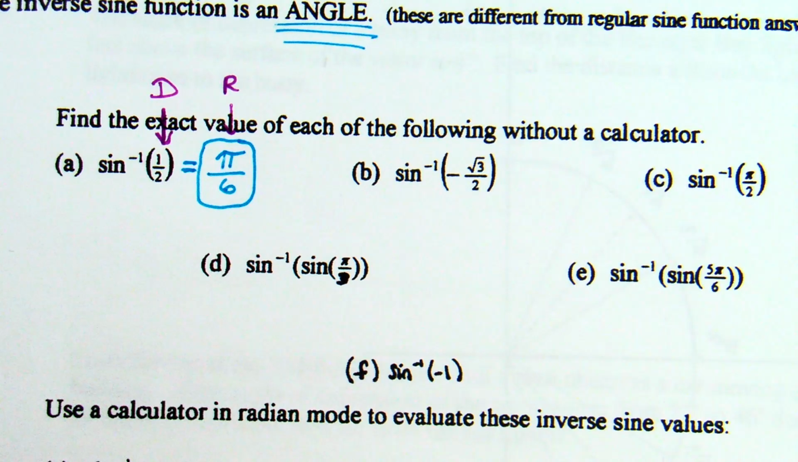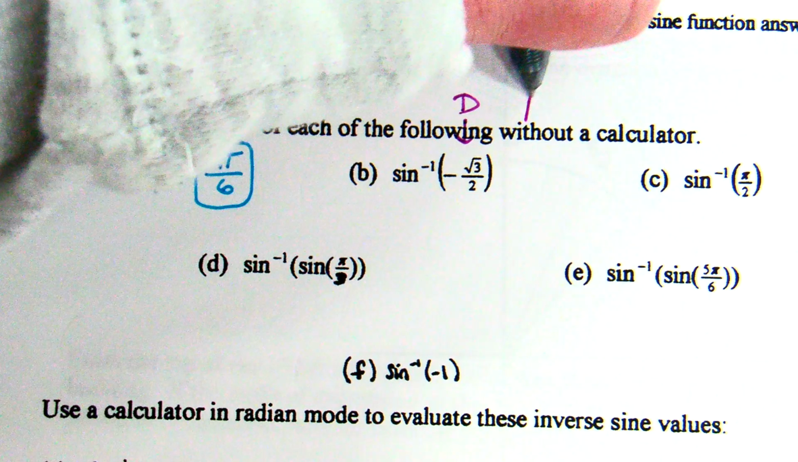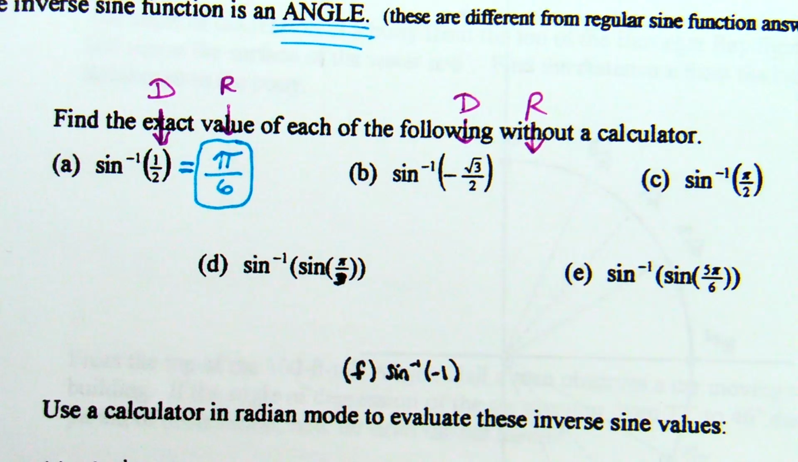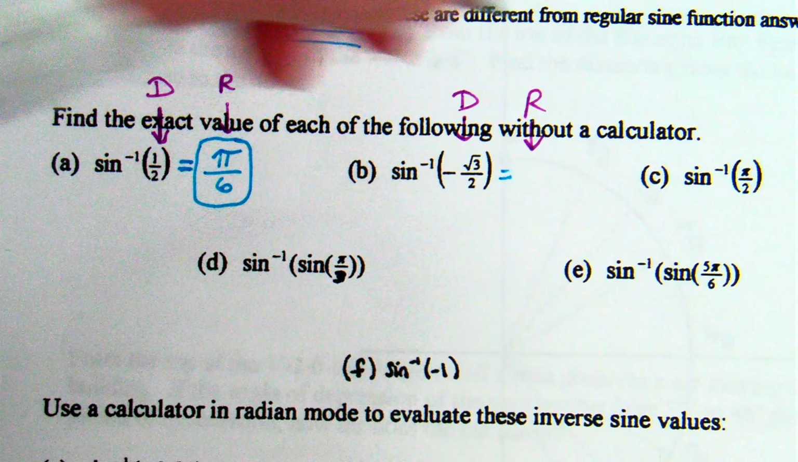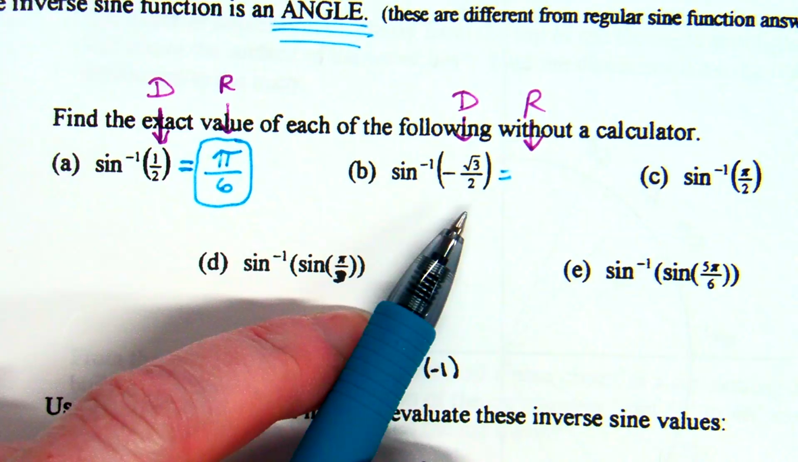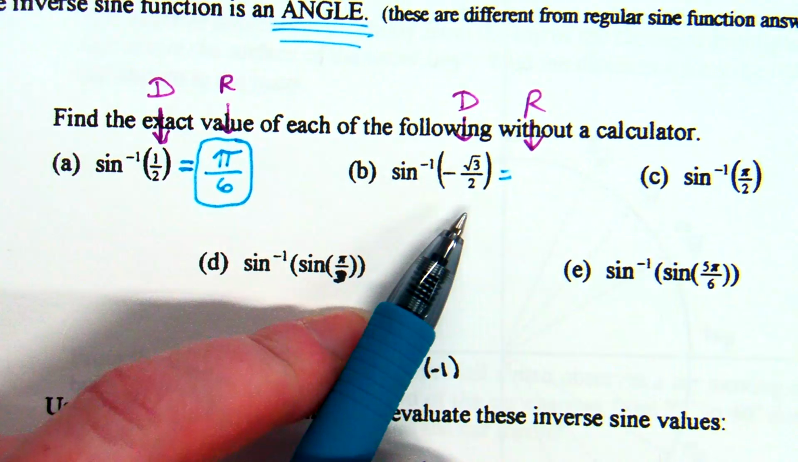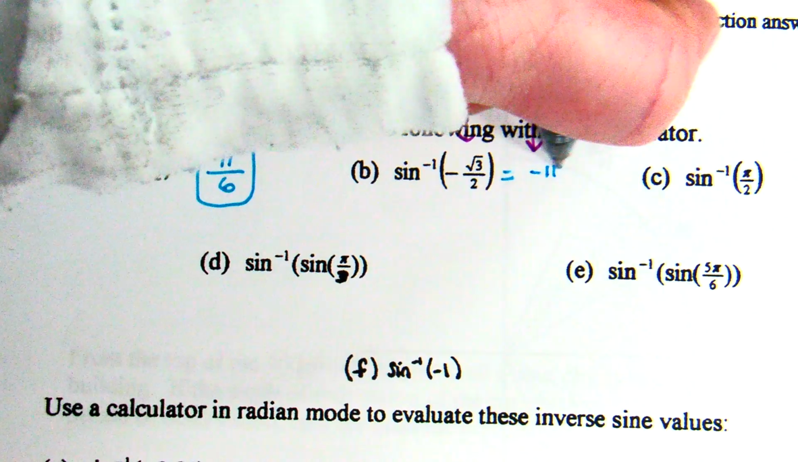Now, did you check domain and range to make sure this made sense? First of all, I'm guessing you probably went sine square root of 3 over 2, yes? Where does sine equal square root of 3 over 2? And that happens at pi over 3, right? 60 degrees. So I agree with the pi over 3, but because this is negative, we need to be down in quadrant 4. What's the equivalent angle in quadrant 4 to pi over 3? And that is the negative pi over 3. Okay?